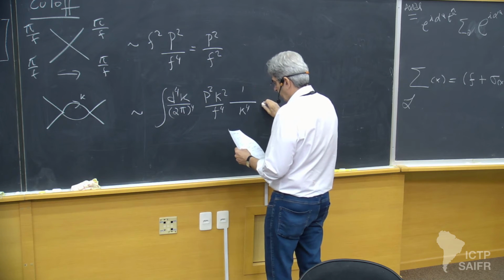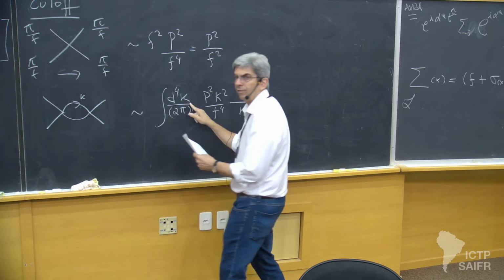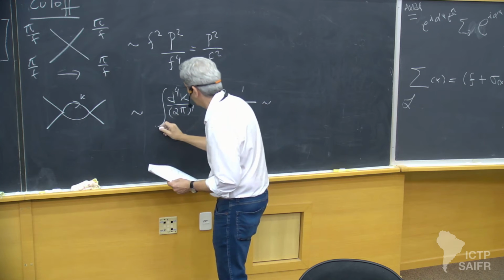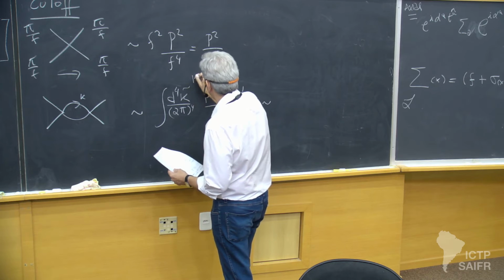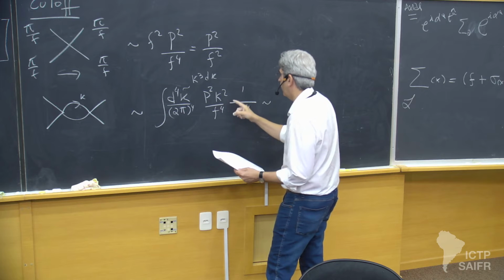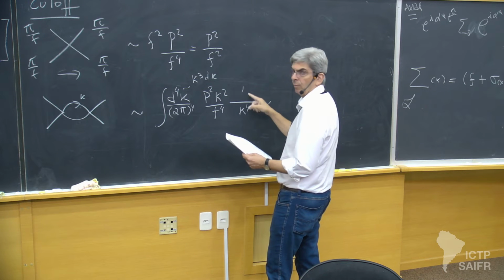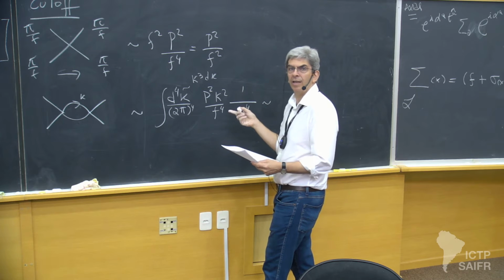And so when you do this calculation, you rotate to the Euclidean, blah, blah, blah. You have a cutoff. This goes like k cubed dk times some angle. Then you have a k that when you integrate is k squared. So it's quadratically divergent, right?